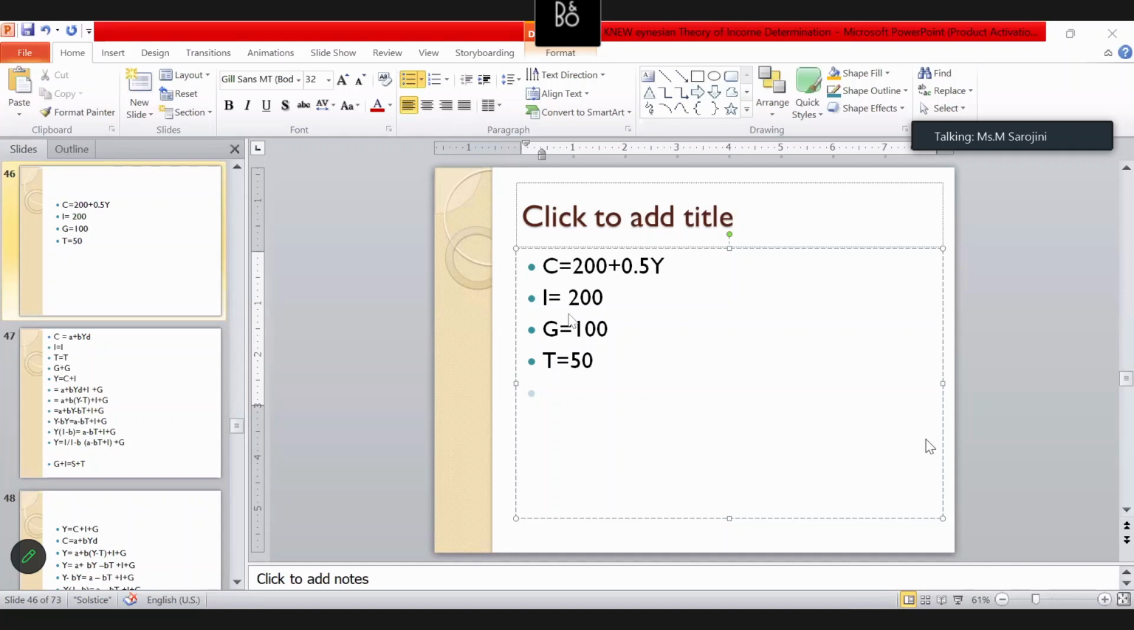Right, what is the answer? What is the answer? 125? What is the answer? Any volunteers? 143?